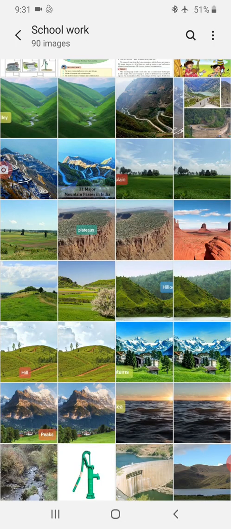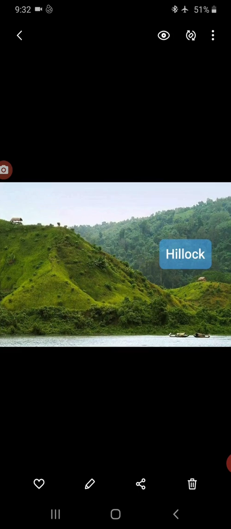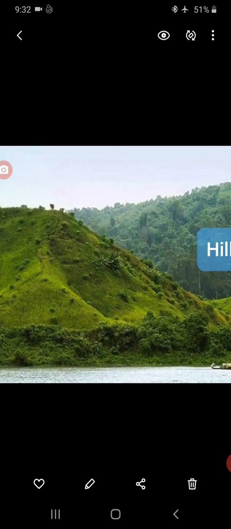Next is hillock. A hillock is a small hill, usually separated from a larger group of hills, that is, another group of mountains. That is called a hillock.